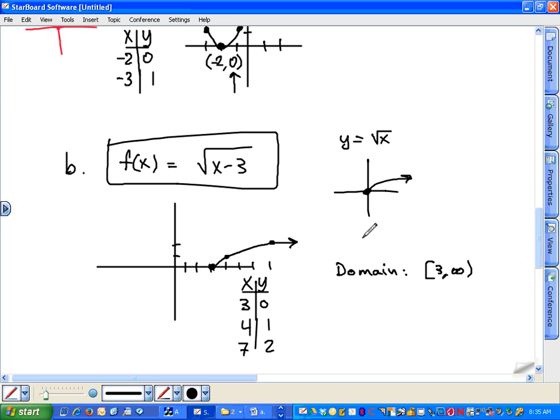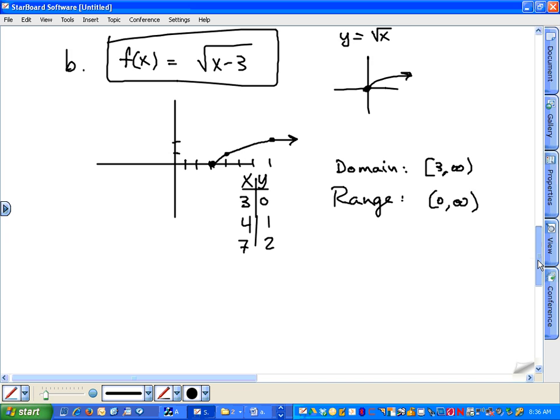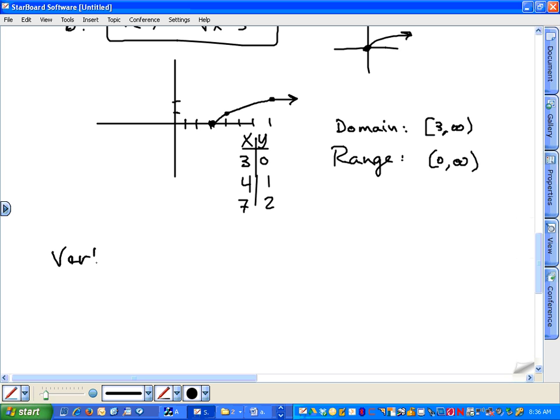Okay, range is 0 to infinity. All right. Are we good on horizontal shifts? Yes. Okay. Let's go to vertical. This one.